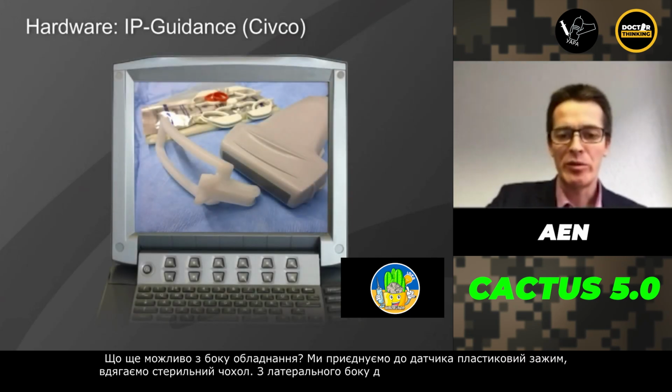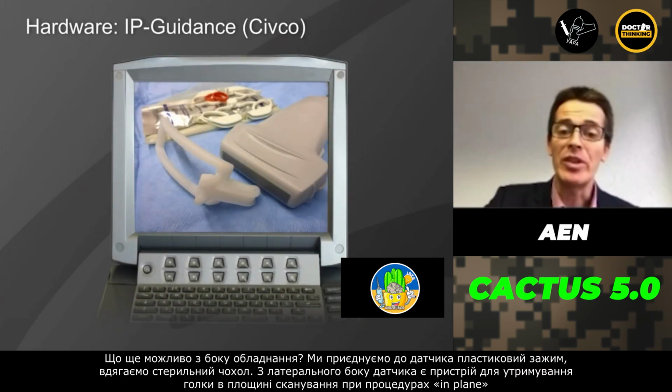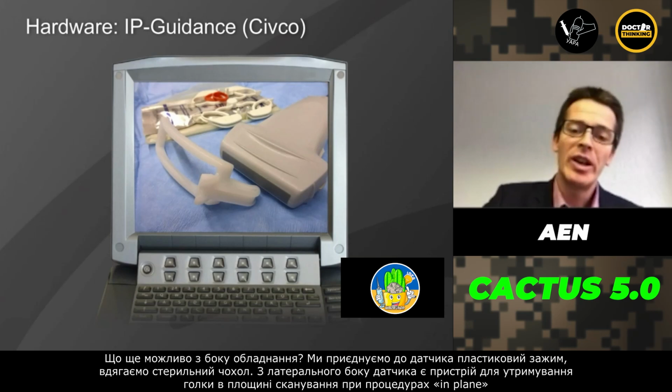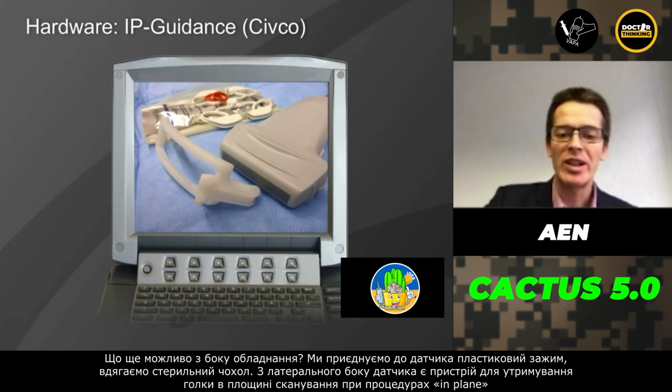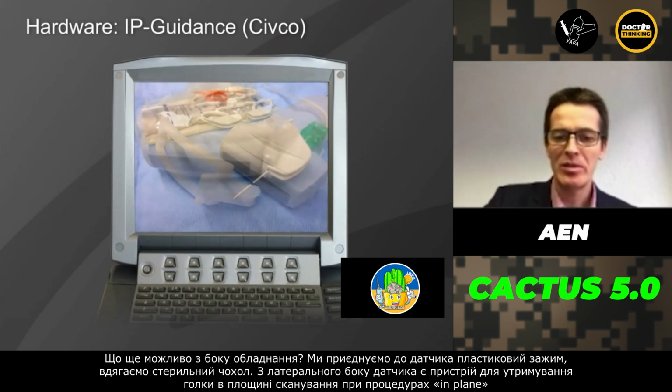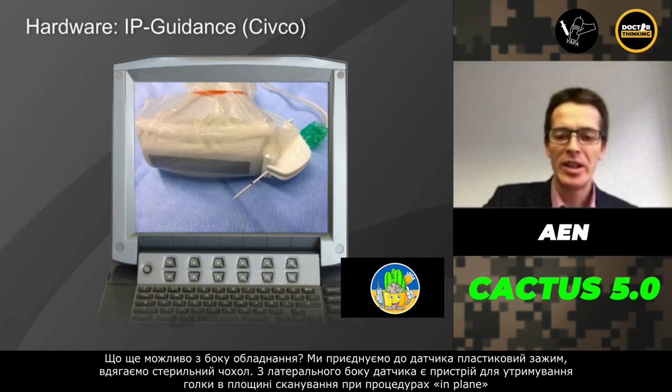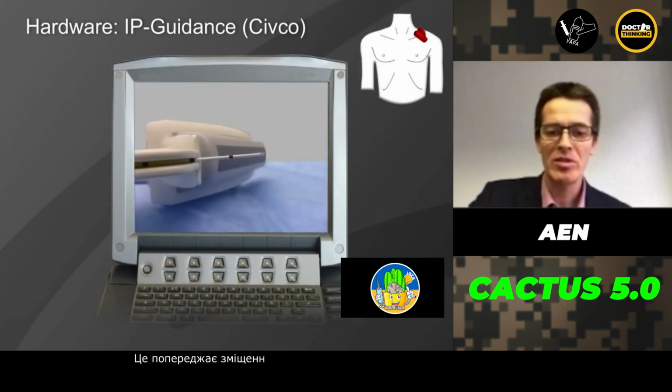What else is available? On the hardware side, we have options to have an in-plane guidance for probes. There is a little plastic clip which we connect to the probe. Then we have a sterile cover, and on the lateral side of the probe we've got this little device that keeps the needle inside the scanning plane only for in-plane procedures. So this is the result.